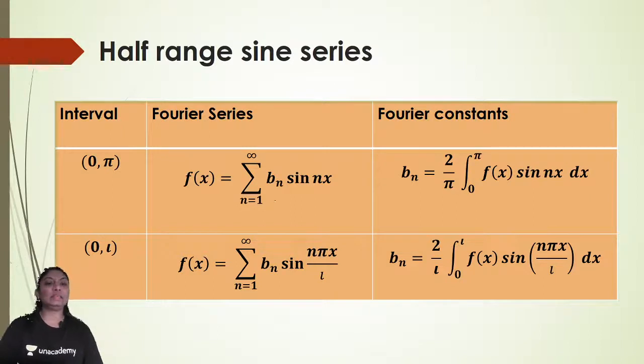Okay, and in the interval 0 to l, you will get the Fourier series f of x equals summation n varying from 1 to infinity of bn sin n pi x by l, and bn is equal to 2 by l integral 0 to l of f of x into sin n pi x by l dx. It is totally depending upon the interval.